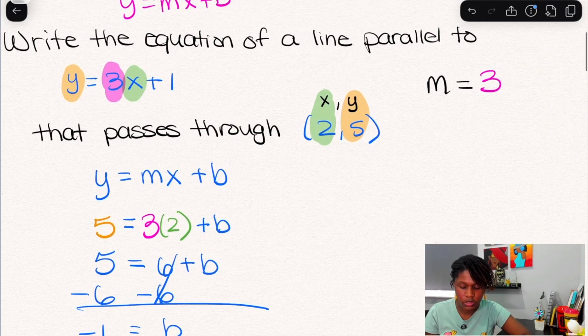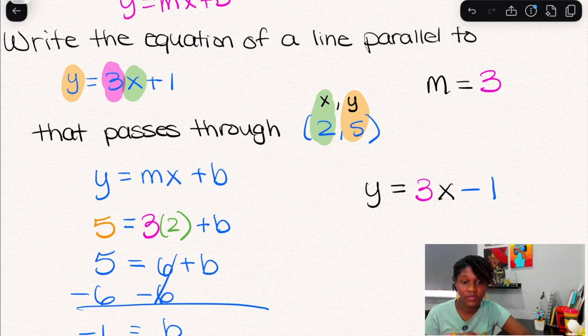Remember, the original question wanted us to write the equation of a line that was parallel to what they gave us. So we still have to write our equation for our line. So we're going to write y is equal to our slope, which is 3, x minus 1. Notice that we have the same slope in our equation, and we just have a different b or y-intercept. Let's do another one.